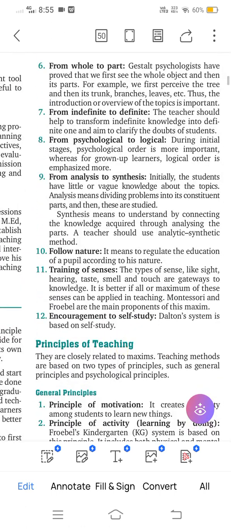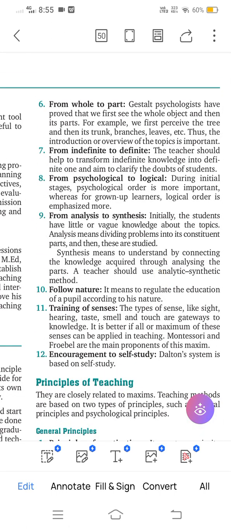Then, from whole to part, gestalt psychologists have proved that we first see the whole object and then its parts. For example, we first perceive the tree and then its trunk, branches, leaves, etc. Thus, the introduction or overview of the topics is important.